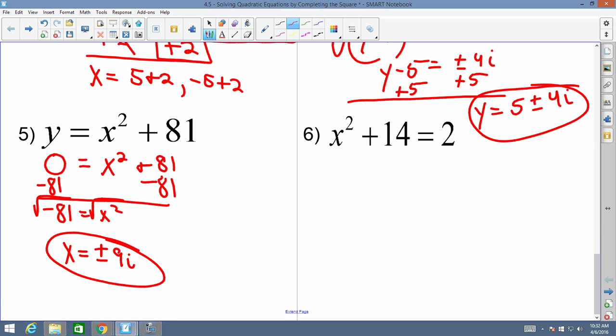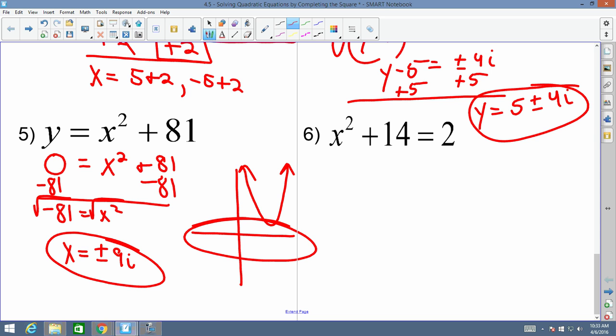Now remember what the i means when you have solutions. When I have a solution that includes an i, is that an x-intercept? No. It's a solution. Heck yeah. It's an imaginary or complex solution. But it is not an x-intercept. It's a solution, but it's imaginary. So that means it's not a real solution. That means it never goes to the x-axis. So in these kinds of equations, they never intersect the x-axis. Make sense?